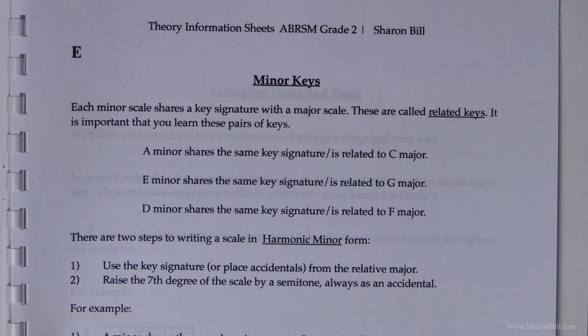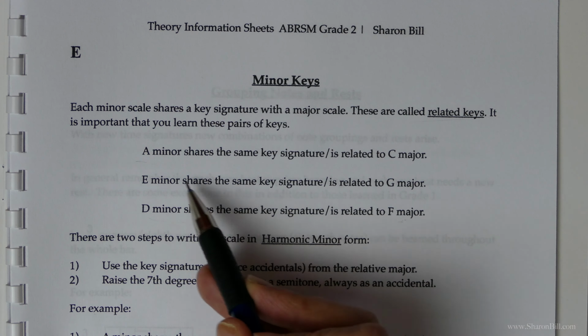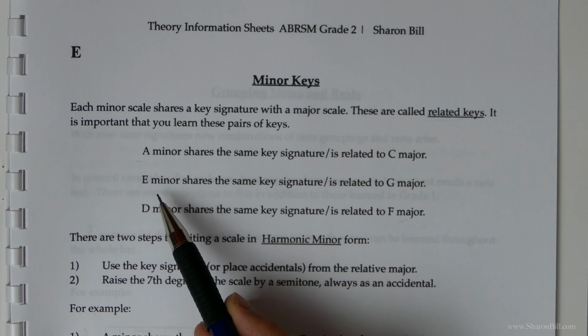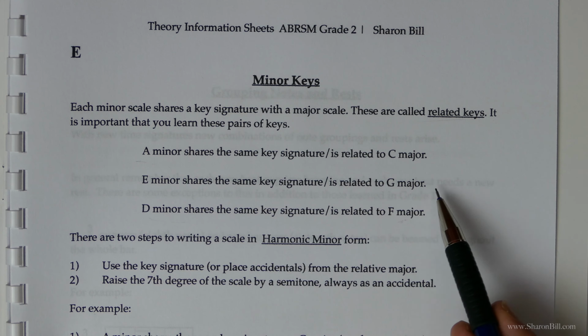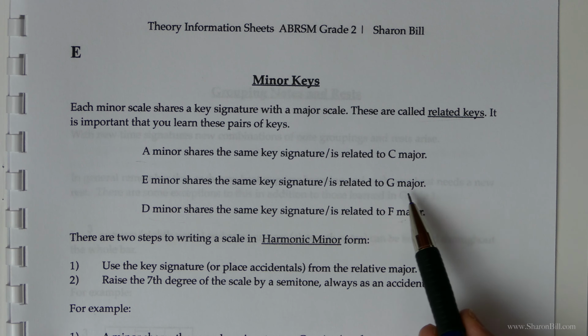Remembering that a minor scale shares a key signature, you just need to learn these pairs of scales. A minor shares the same key signature as C major, which is nothing. E minor shares the same key signature as G major, which is F sharps. If you remember, G major has F sharps, that's in grade 1. And D minor shares the same key signature as F major, which is B flat. So all of those major key signatures are in grade 1, and they need to be paired up with these minor keys because they're related and they share the key signature.